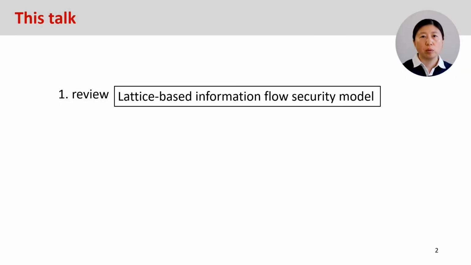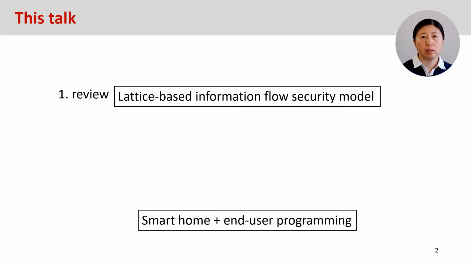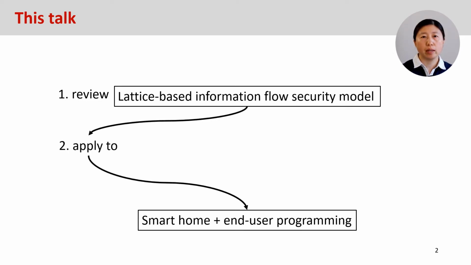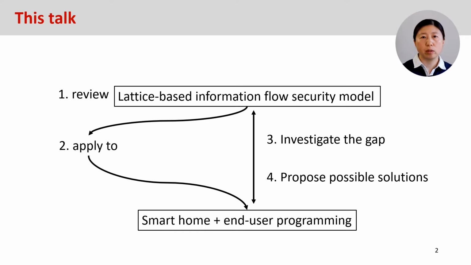In this talk, we will first provide a historical view of applying lattice-based information flow security model to applications in the 70s. Then we'll show you a new application domain, which is the home IoT and end-user programming. We'll show you our work that tries to apply the lattice-based information flow model to analyze the security properties of this new application. And then we'll have a follow-up study identifying the gaps between the theory and the application. And in the end, hopefully, I'll try to provide some possible solutions.